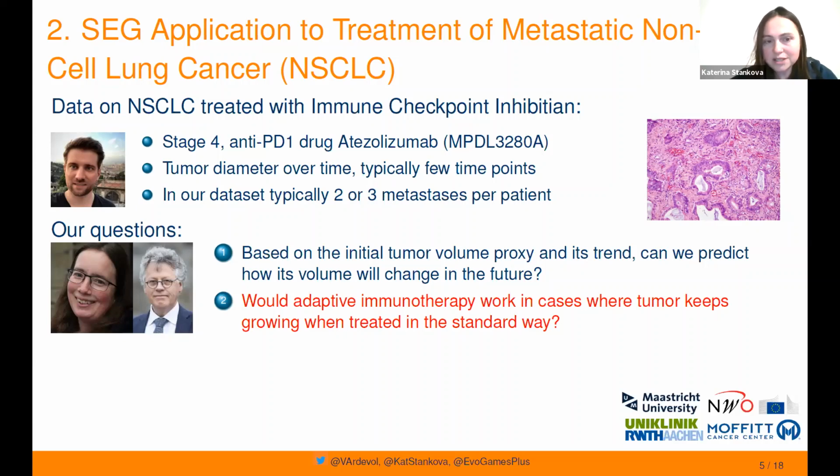And then the second question is, are there cases where we could use a different treatment or different treatment dosage? Immunotherapy is not really linear, so it is sort of treatment on and off, such that for those patients where the tumor's volume increases, we can switch this trend or at least decrease it.